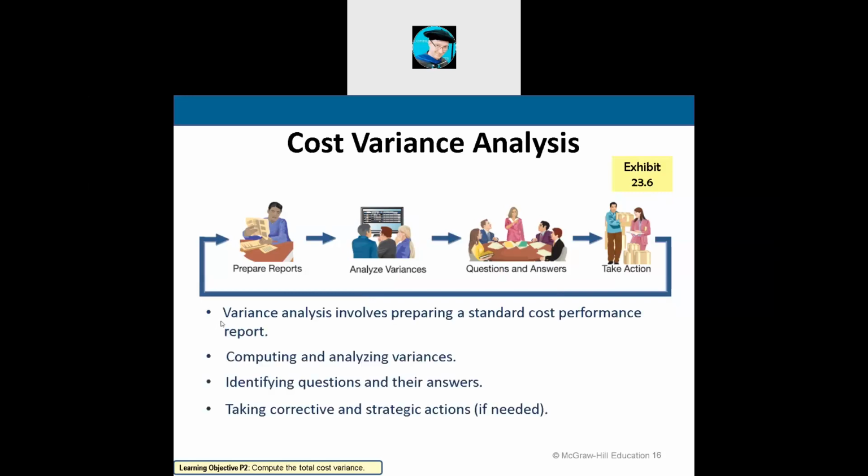In order to figure out your variances, you have to go through a couple steps. First, you prepare your reports by looking at your income statement and figuring out the variances. Second thing is you analyze the variances. The third thing you do is figure out why the variances happened. And the fourth thing you do is fix the variances to prevent them from happening in the future. That's the process.